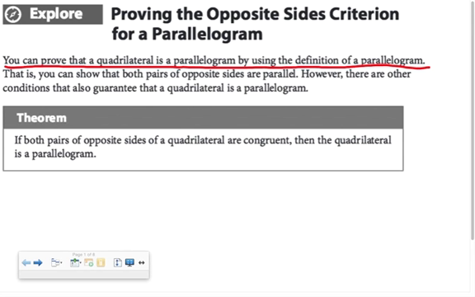But we can also use a lot of the converses of yesterday's theorems to also prove that something is a parallelogram. For example, if both pairs of opposite sides of a quadrilateral are congruent, then I know that the quadrilateral will be a parallelogram. So if I have a figure where I know this is congruent to this, and I know that those opposite sides are congruent, that allows me to conclude that this is a parallelogram.